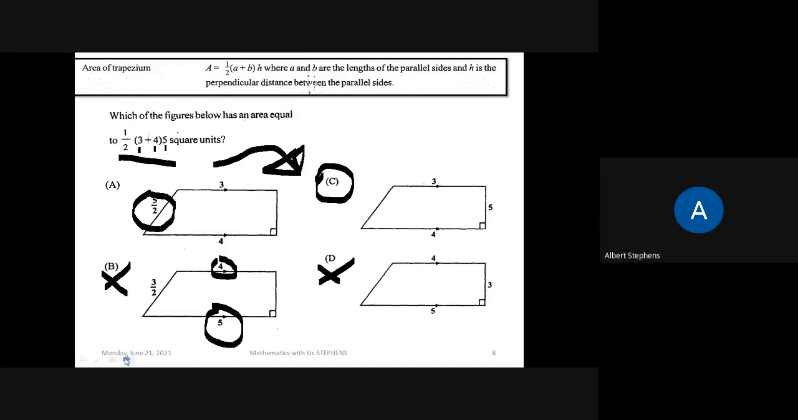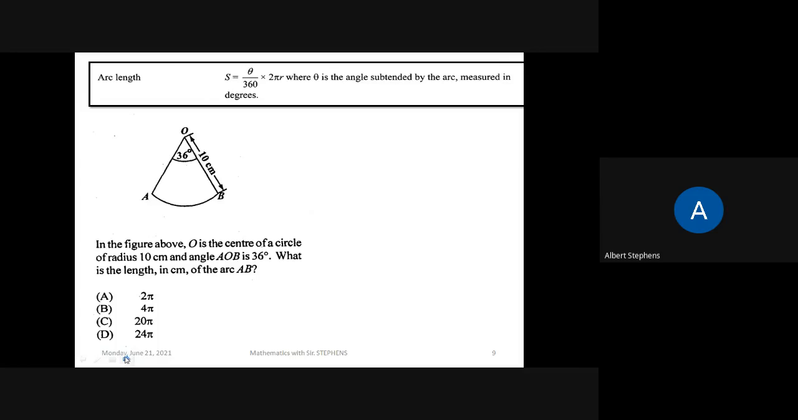No problem. All right. Let's look at this one. Now, this one may be a bit new to you guys.